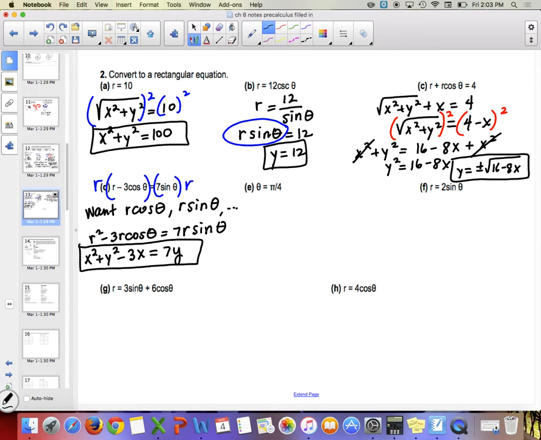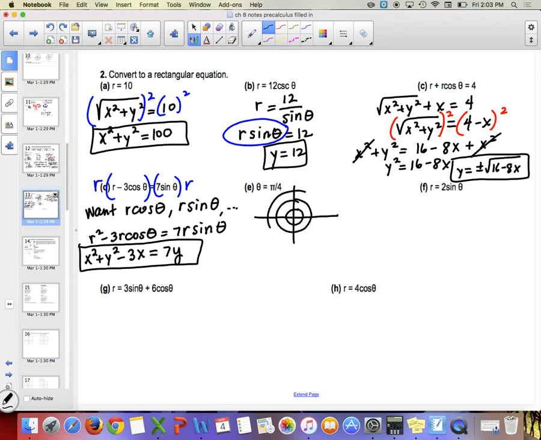All right, theta. Theta is equal to pi over 4. Tricky. How do we get this into x and y? Would it just be y equals x? It is y equals x, good. On these ones, when you have theta equals some kind of angle, the easiest thing to do is think about what the sketch looks like.